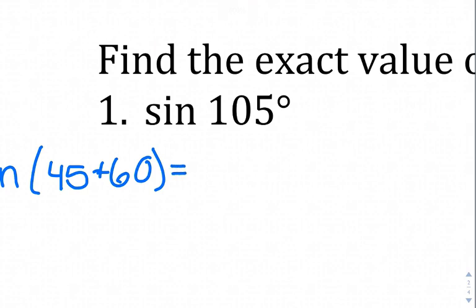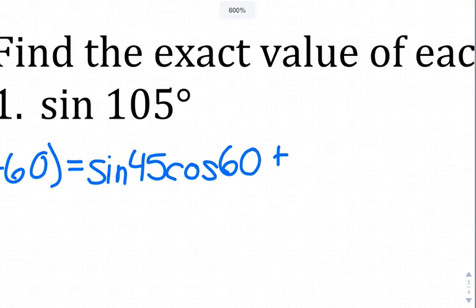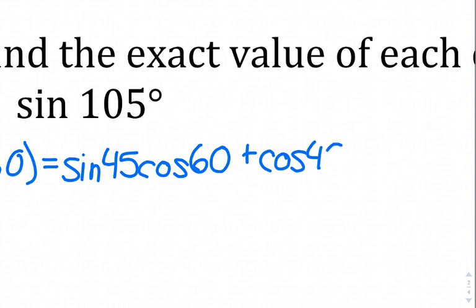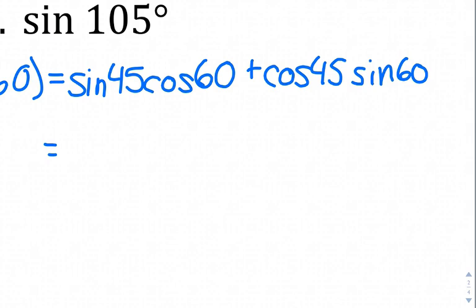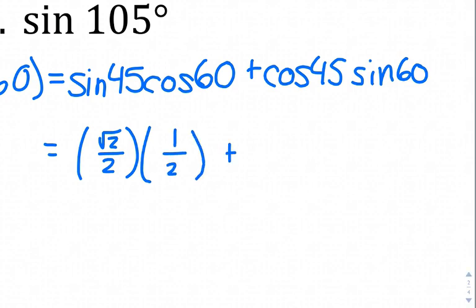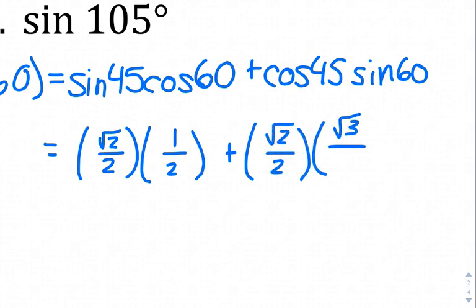So I'm just going to replace A and B with 45 and 60, so this is going to be sine 45 cosine 60 plus cosine 45 sine 60. And again, where I'm getting sine and cosine from is on my reference sheet. So now I just simplify. Well, sine 45 is radical 2 over 2. Cosine 60 is 1 over 2. Cosine 45 is radical 2 over 2. And sine 60 is radical 3 over 2.